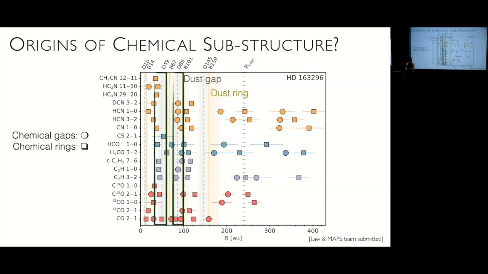But it does not explain why we see the chemical gaps and rings that we do. The one thing we can say is that there doesn't seem to be one single explanation of the chemical substructure, because it's definitely not just gas gaps or dust gaps. It's not just snow lines, and it's not just radiation gradients. It is most likely some combination of those three.